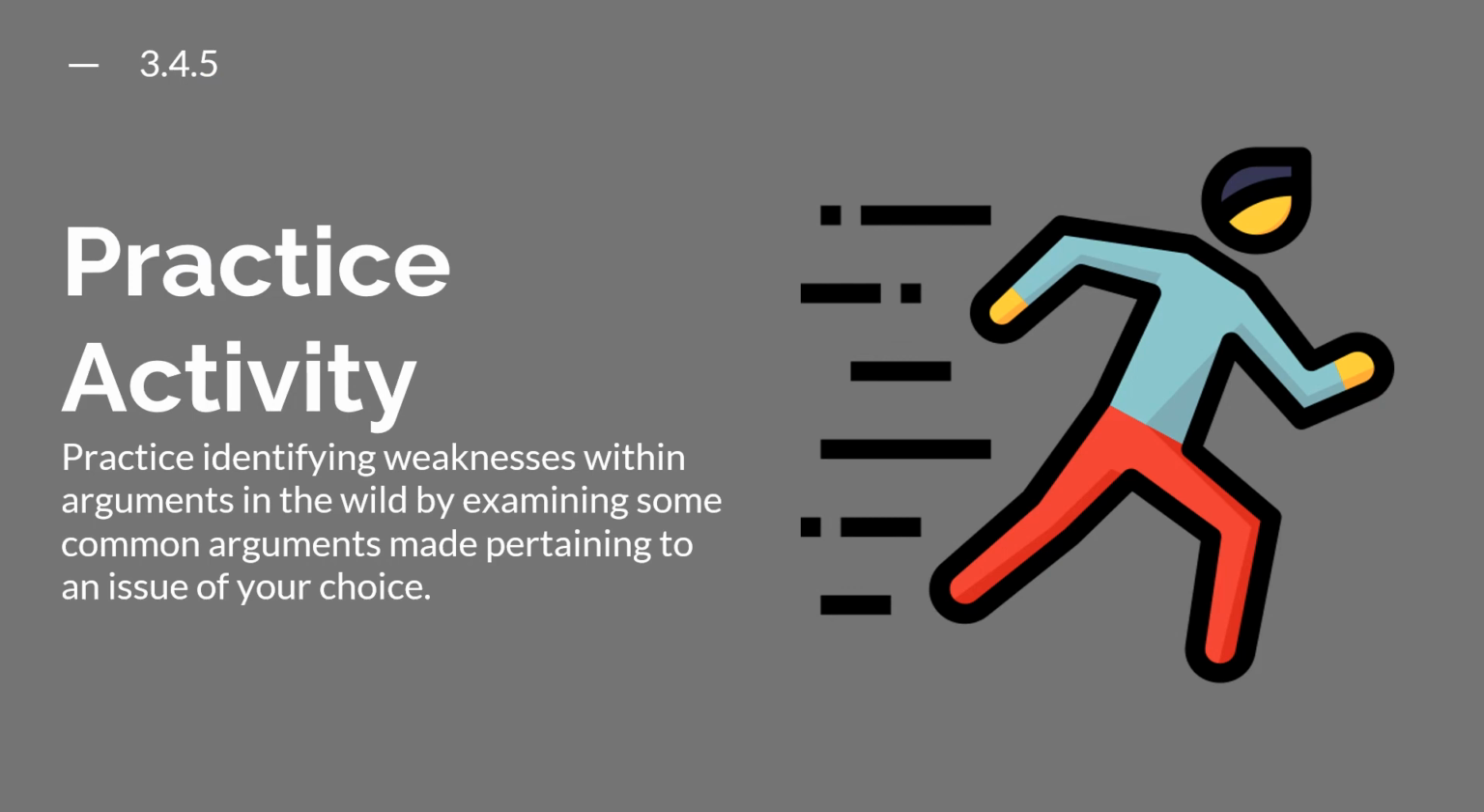All right, let's move on to that last practice activity there. You're going to practice identifying weaknesses within some arguments in the wild by examining some common arguments that are made pertaining to an issue of your choice. Complete this practice activity, and when you're done with the activity, you are finished with this lesson.